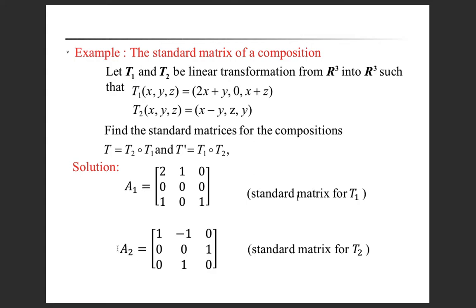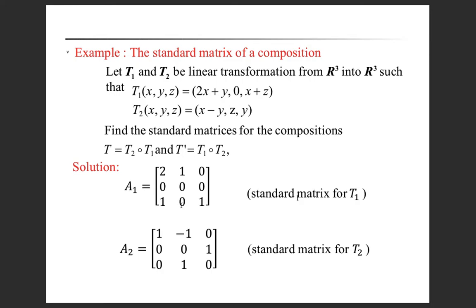Similarly, we can write the standard matrix for T2. In the first vector, the coefficient of x is 1, coefficient of y is minus 1, coefficient of z is 0: 1, minus 1, 0. In the second vector, the coefficient of x is 0, y is 0, z is 1: 0, 0, 1. In the third vector, the coefficient of x is 0, y is 1, z is 0: 0, 1, 0. So this is the standard matrix for T2.